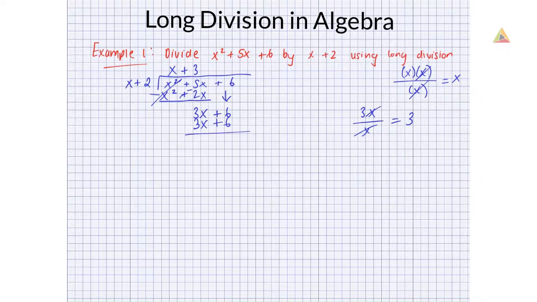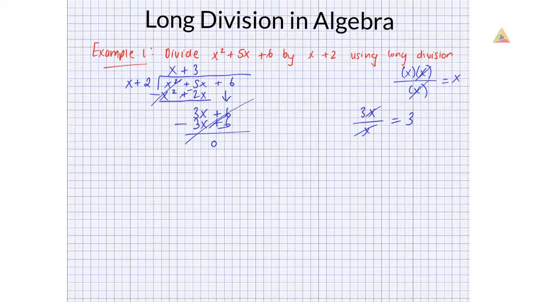So what we need to do now is change the signs. So this is positive and this is positive, so we change them both to negative. So this becomes a negative and this becomes a negative. So 3x minus 3x is 0. 3x take away 3x is 0. 6 take away 6 is also 0. So if you end up with 0 at the end, you know that you've gone right. So the answer there is x plus 3, what you have on the top.